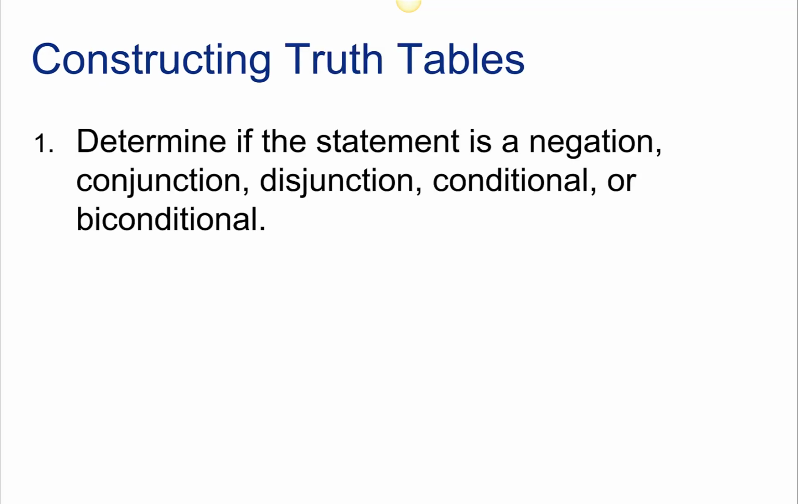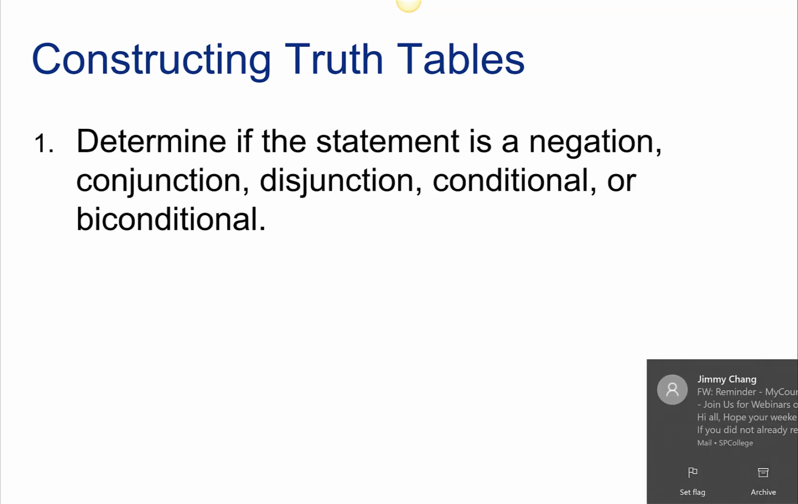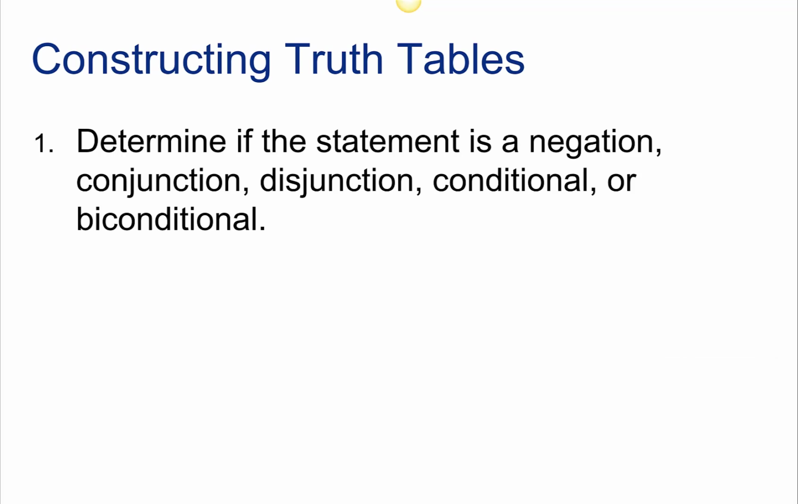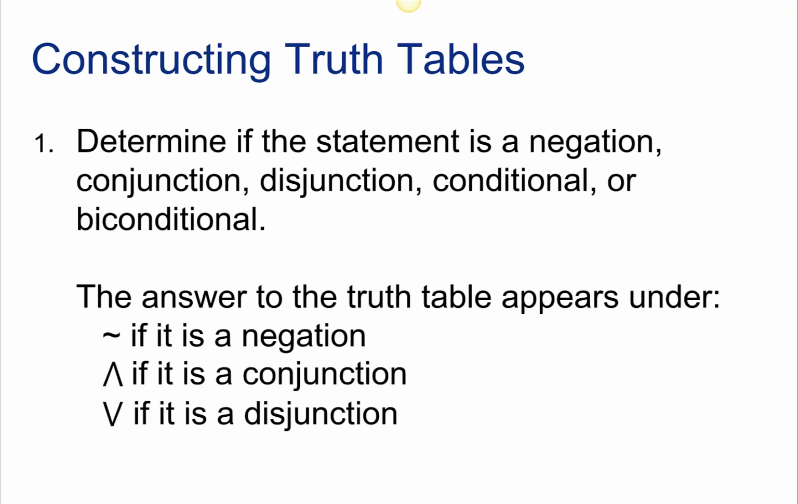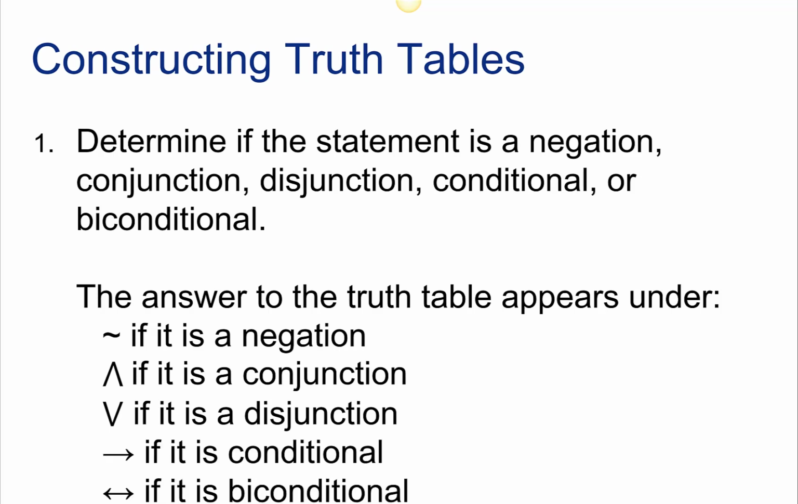Constructing truth tables. First, you want to determine if the statement is a negation, a conjunction, a disjunction, a conditional, or a biconditional. Let's go through those again. Negation, conjunction, disjunction, conditional, or biconditional. The answer to the truth table appears under the column that you've determined for the type of statement it is. Under the negation column, if it's a negation, the conjunction, disjunction, etc.